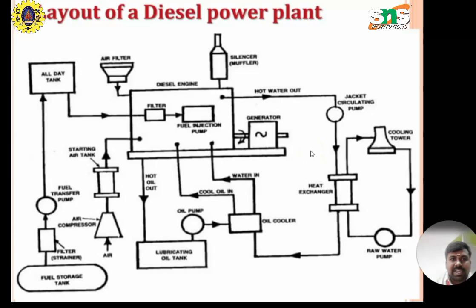So this is the layout of the typical diesel power plant. The typical power plant consists of the fuel storage tank, filters, then for air supply, air compressor, filter, starting air, and the diesel generator, the silencers, and the cooling tower for condensing the heat, and heat exchanger. These are the main components of the diesel power plant.